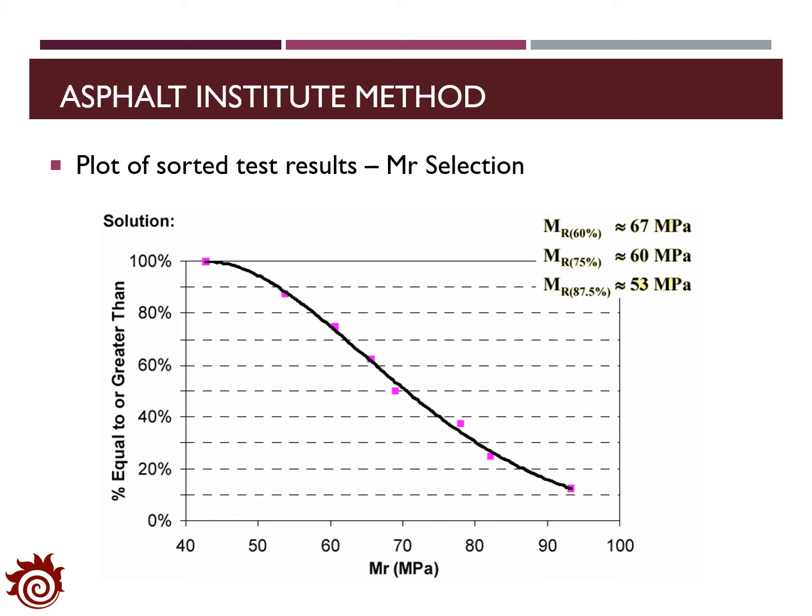For the 60 percentile in this figure, the value is 67 megapascal. For the 75 percentile, the value is 60 megapascal. Also, we can find out the 87.5 percentile as 53 megapascal.